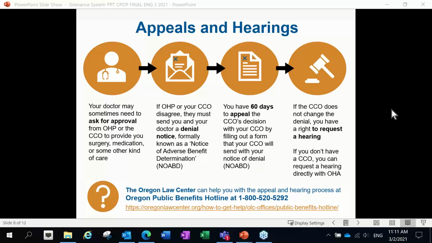So the last column on this PowerPoint is the last step, which is the hearing process. So if you get an appeal resolution that says we're still not going to cover this by your coordinated care organization, or you get a letter from the Oregon Health Authority because you don't have a CCO and the Oregon Health Authority is denying a service, you have the right to an administrative hearing. So this means that, again, at the state level, someone will review the decision that was made to determine if it was made appropriately within the Oregon administrative rules.